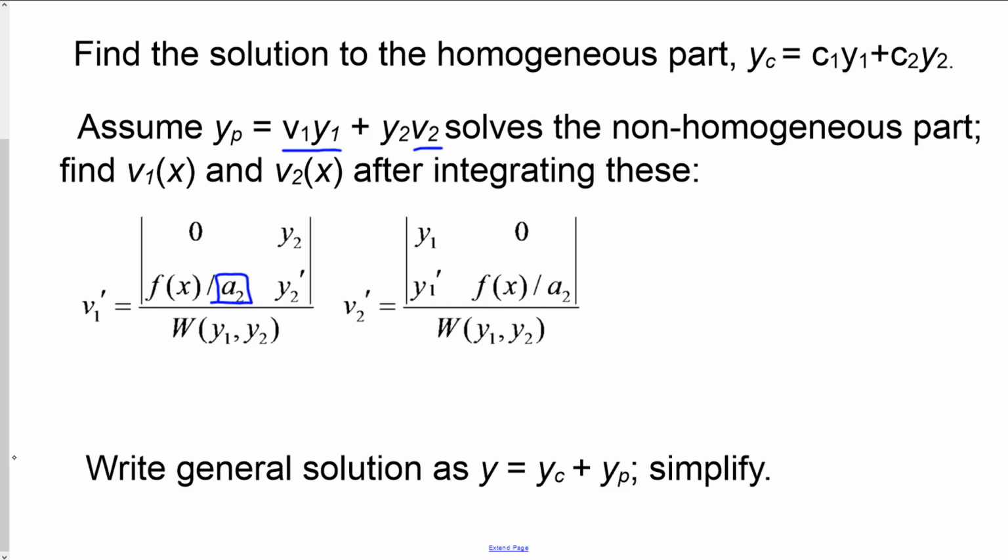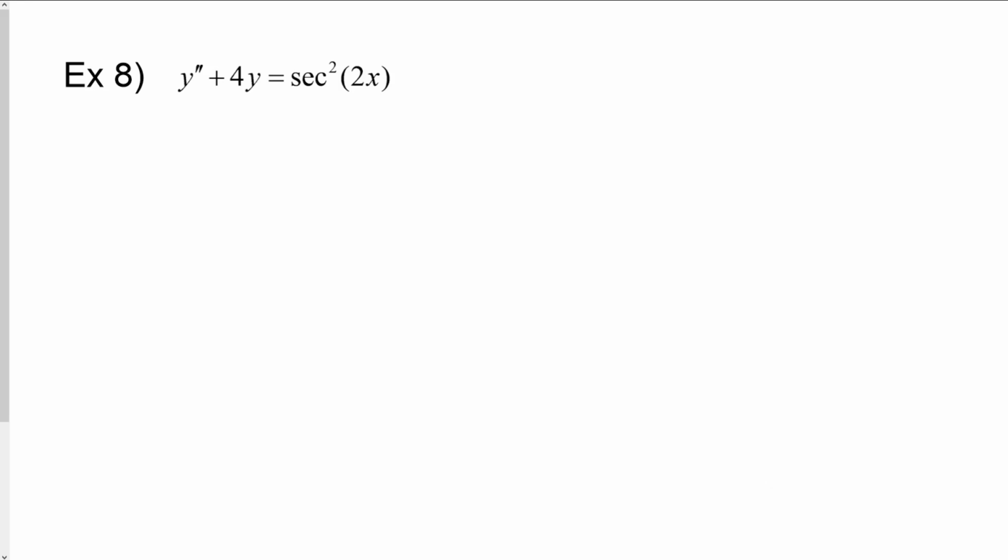Okay? All right, let's look at an example of using variation of parameters to do the problem in example 8. Notice the right-hand side function, secant squared 2x, is definitely not a UC function. The derivative of secant squared 2x is 2 secant 2x times the derivative of secant 2x, which would be 2 secant 2x times tangent 2x, and it just gets uglier and uglier every derivative. It does not have a finite set of functions involved in the derivative process.